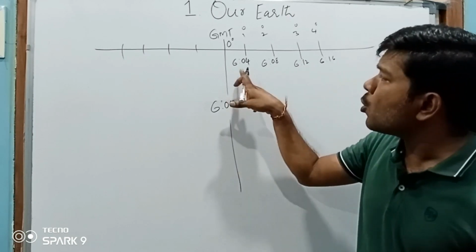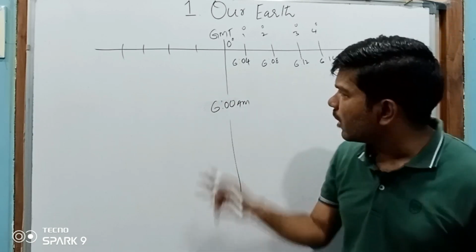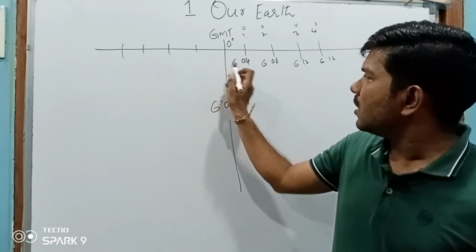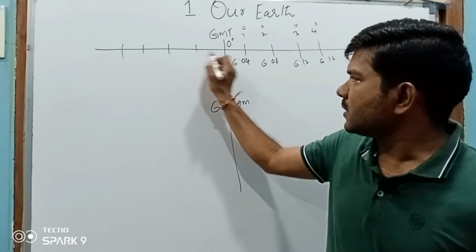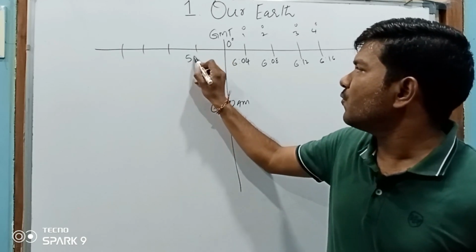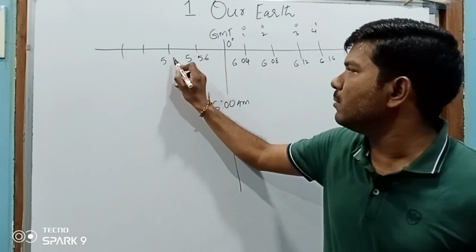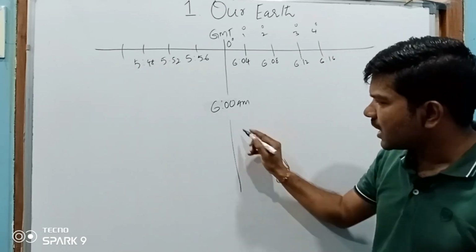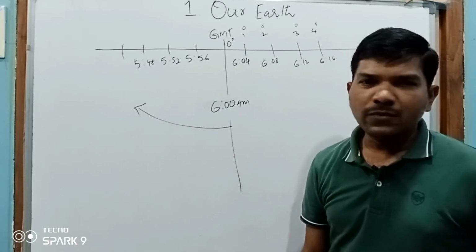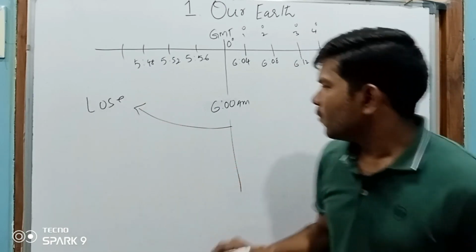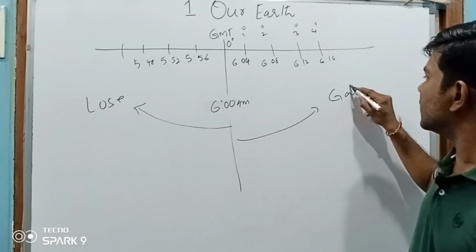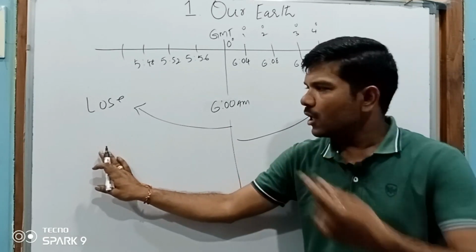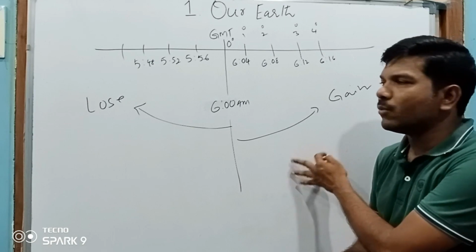To cover the distance from one degree to another, the Earth takes 4 minutes. So here the time will be 6, and here 5:56. Here the time will be 5:52. Here the time will be 5:48. Like this, when you go towards the west, you will lose time. When you come towards the east, you will gain time.